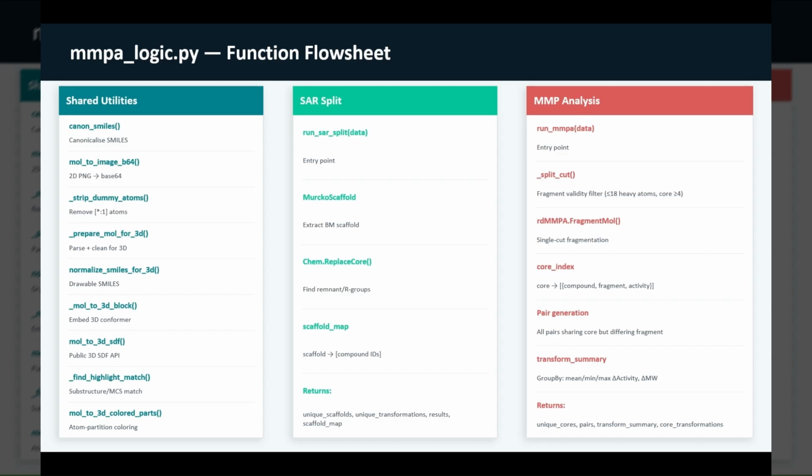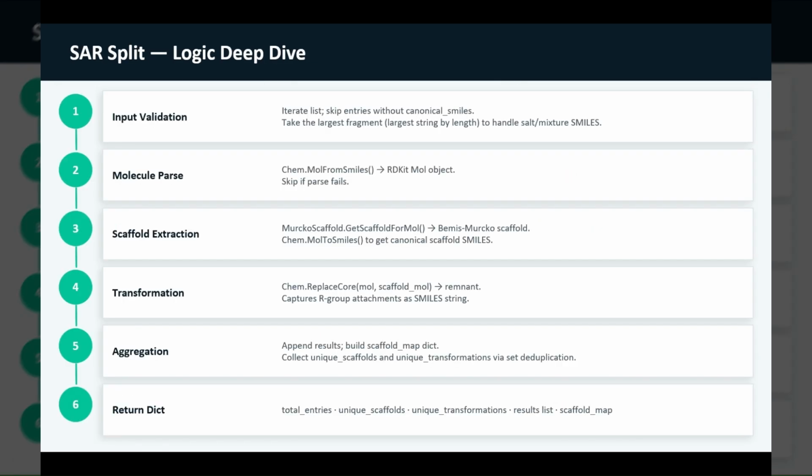The third one is MMP analysis. Next, the SAR split logic, where we will deep dive into the logic. First we check and validate the input. Then we parse the molecule. Then we extract the scaffold. Then we do the transformation, then the aggregation. Then the entire result is written as a return.